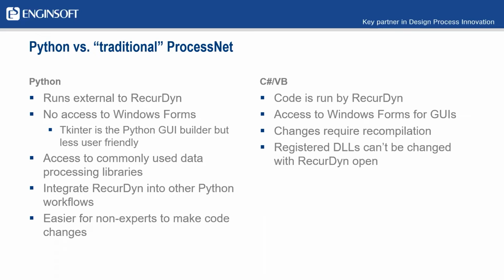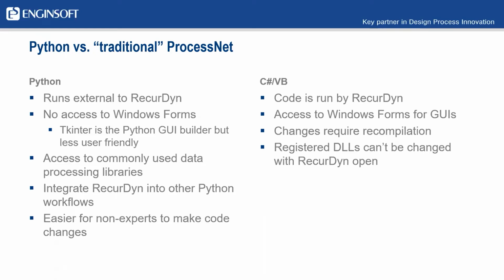Now, one downside is that you don't have access to Windows Forms. That's something that's built into Visual Studio, and it's a very approachable way to make simple GUIs or even complex GUIs. Python does have tkinter. That's the standard library GUI builder, but it's definitely less user-friendly than the form builder in Visual Studio. With Python, you get all of the Python data processing libraries. Those might be a little bit harder to find or harder to use in something like C# or Visual Basic.